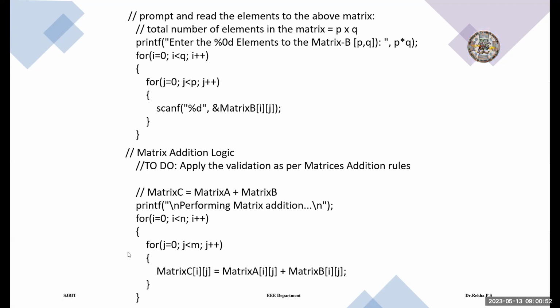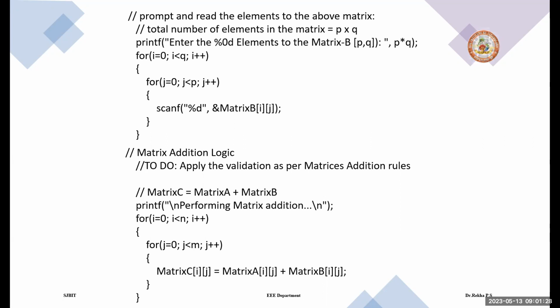For loop, outside for loop and inside for loop. Every time, whatever the values, the A and B values will be added, and that will be stored in the matrix C. So for matrix A, I contains 0, first 0, 0. Then matrix B 0, 0 is added and it will be stored in matrix C 0, 0. Again, matrix A 0, 1, J is incremented. The inner for loop will be executed until J less than M is true.